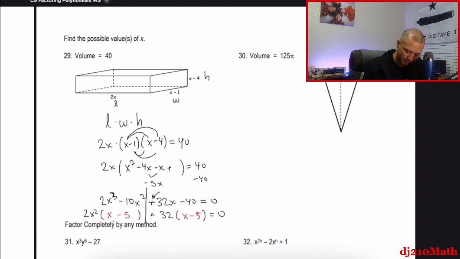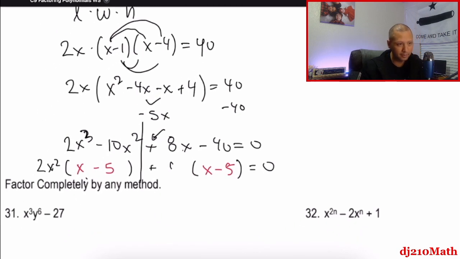Which means this is not 32. It's going to be 8. And that makes more sense. So this is going to be 8. And then minus 40. Okay. That looks better because if I take out an 8, everything's kosher, right? So it's going to be 8 times x, 8x. 8 times negative 5, negative 40.